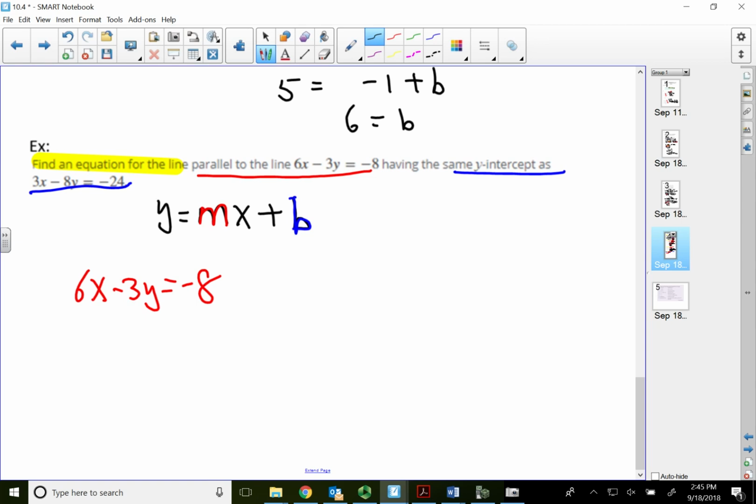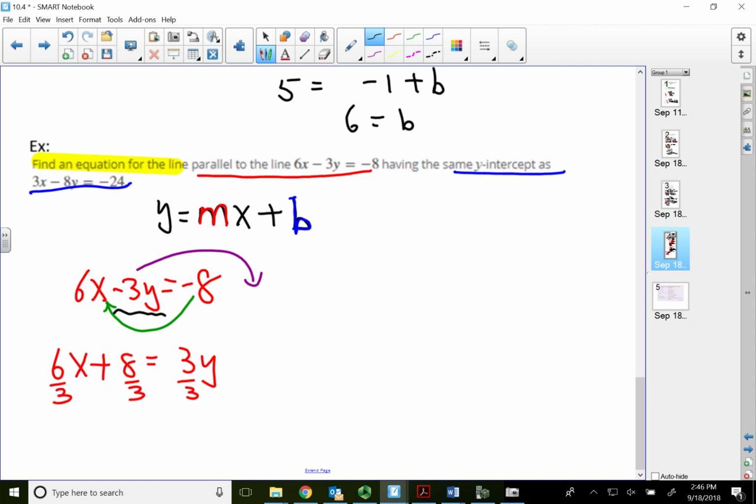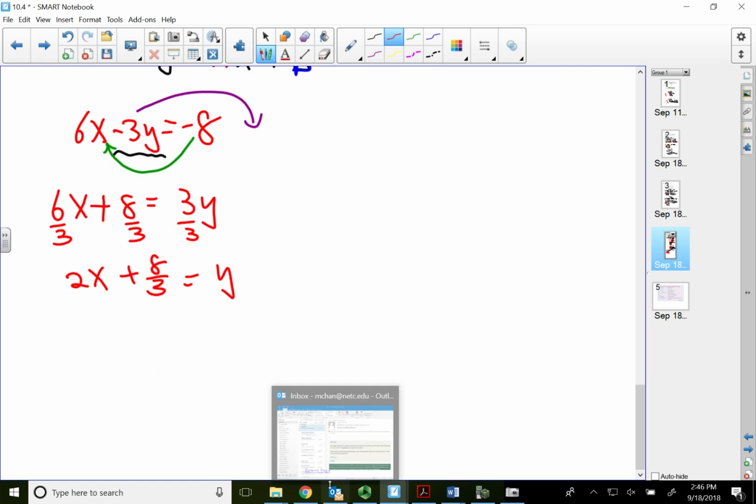All right, so solving for y. My variable term is negative, so I'm going to move that over and bring the negative 8 back. I should get 3y on the right. Left side, 6x, still 6x. Negative 8 comes over and becomes positive. Divide every term by 3. My answer: y equals 2x plus 8 over 3. So the slope for their line is 2.